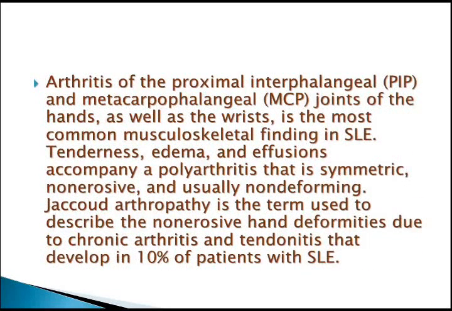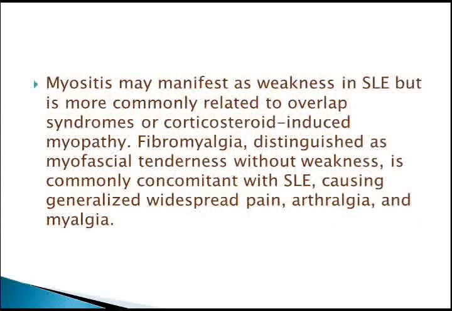Arthritis of the PIP and MCP joints of the hands as well as the wrist is the most common musculoskeletal finding in SLE. Tenderness, edema, and effusions accompany a polyarthritis that is symmetrical, non-erosive, and usually non-deforming. Jaccoud arthropathy is the term used to describe the non-erosive hand deformities due to chronic arthritis and tendinitis that develop in 10% of patients with SLE.